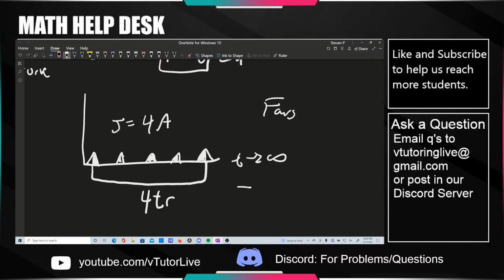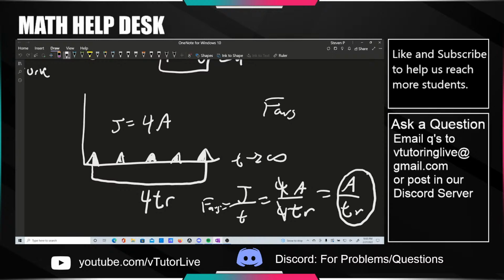And what you're getting here is joule over time. So F average is equal to joule over time, which is basically just 4A over 4TR. The 4's cancel out, so all you're left with is A over TR. And what I'm saying is, you could have done this with 10 or 1,000 or 10,000 instead of 4, and I hope it's reasonably convincing that you're always going to end up with this number, A over TR.